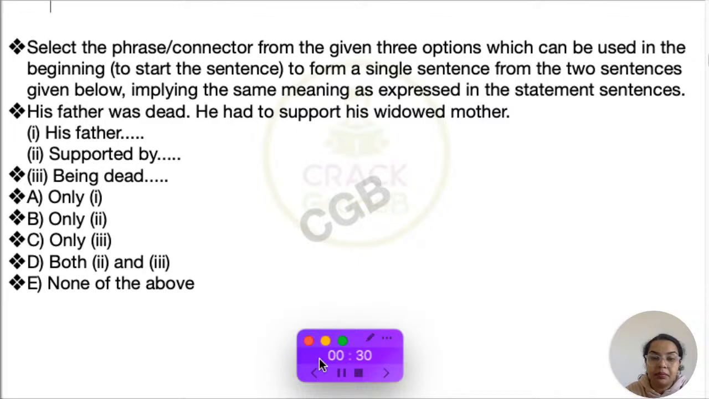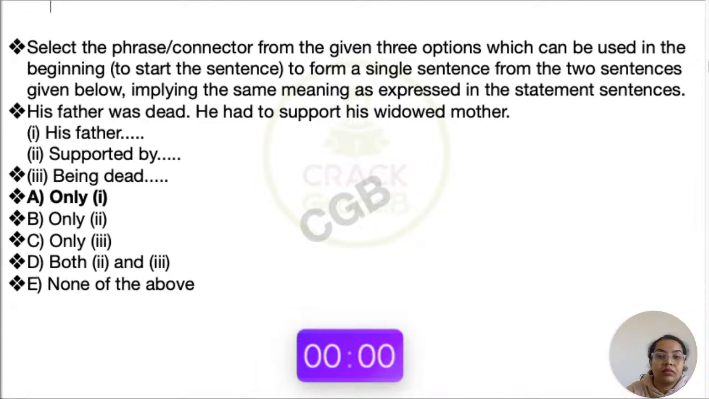Answer here. Answer is only the first one.